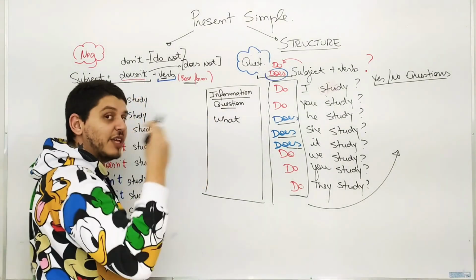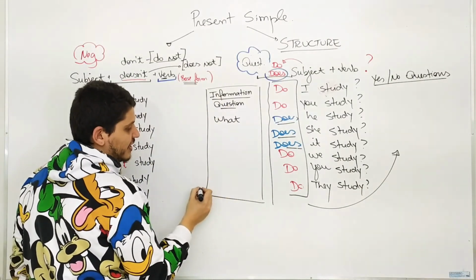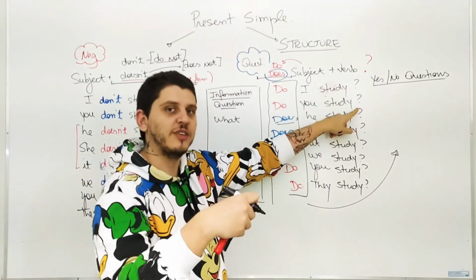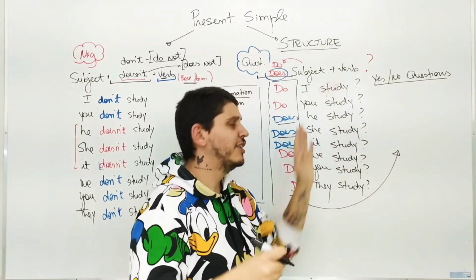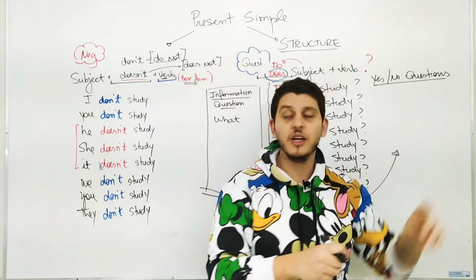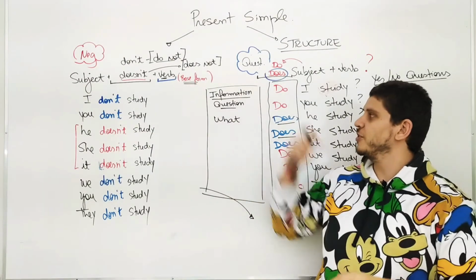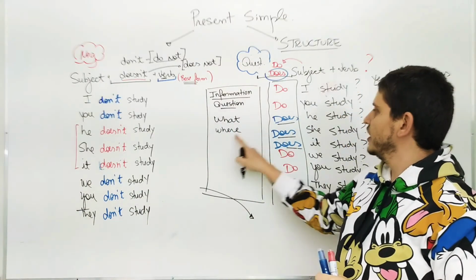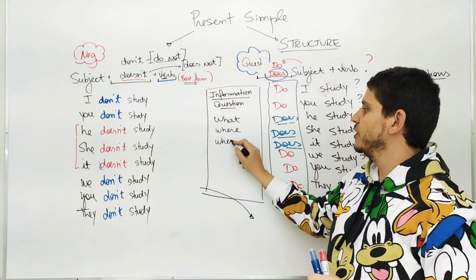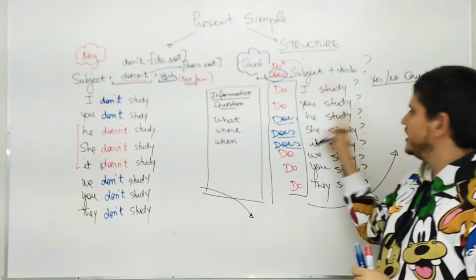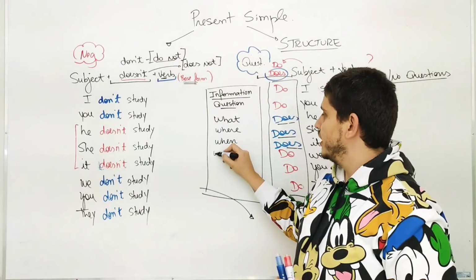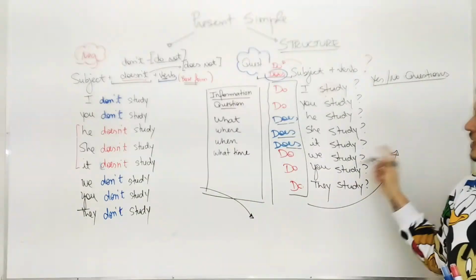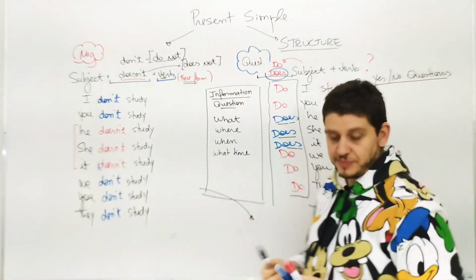And remember that the intonation of information questions goes down. So I say, what do you study? Which is different from saying, do you study? Do you study? Yes, no question. What do you study? Information question. Or, where do you study? O que você estuda? Onde você estuda? Quando você estuda? When do you study? When does he study? Okay? What time? Que horas? What time do you study? What time do they study? And so on, so on.